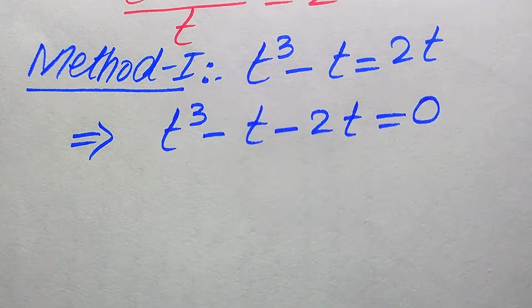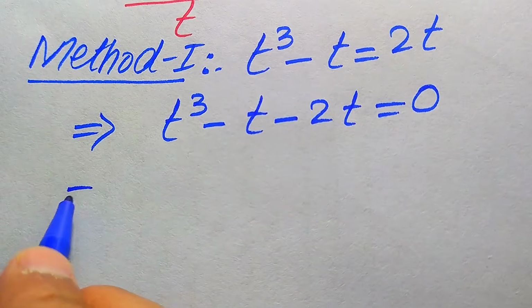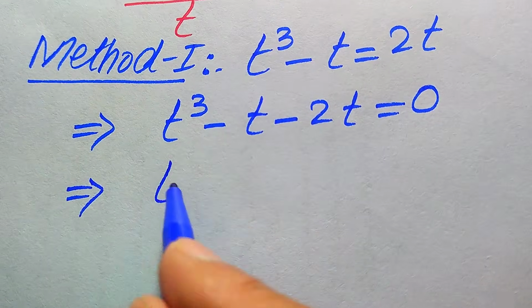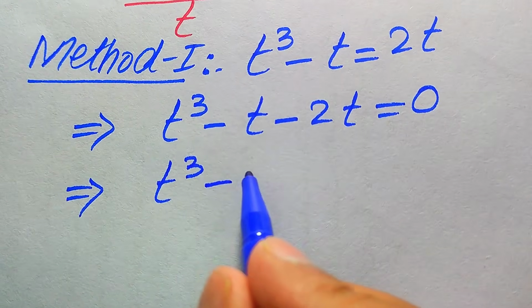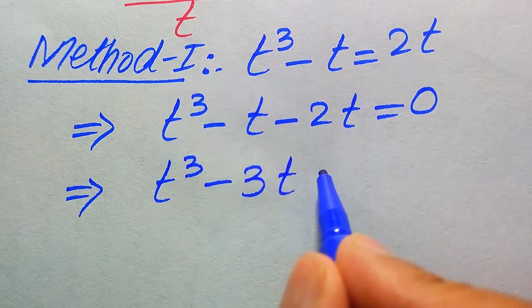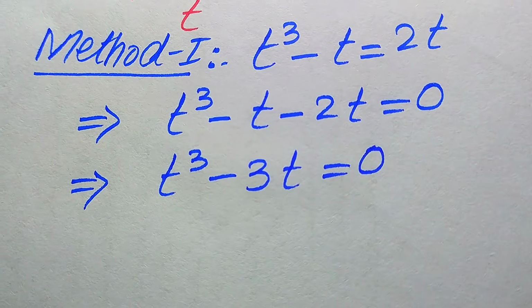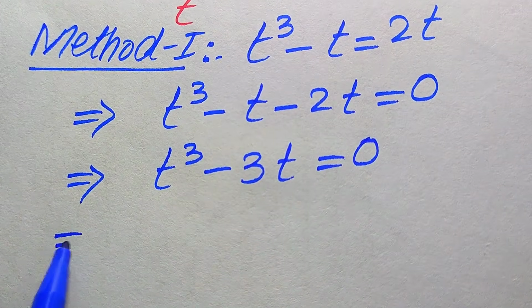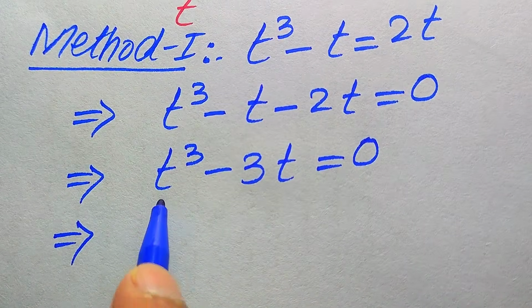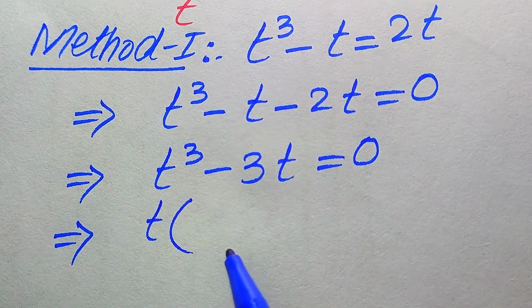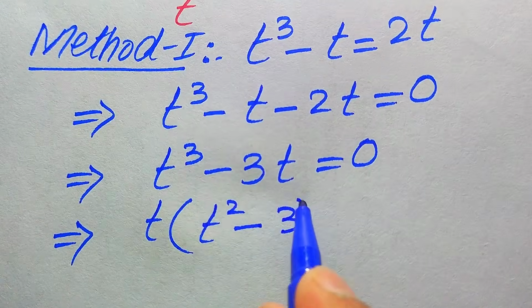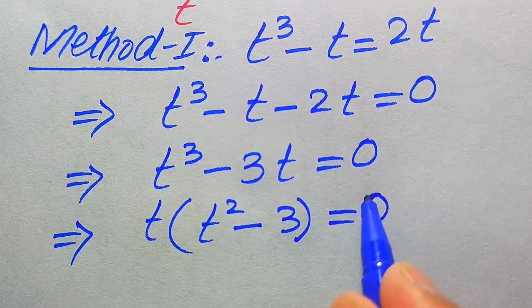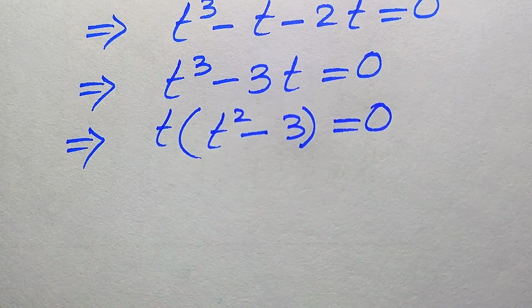Further, in the next step, we need more simplification and it will be written as t cubed minus t minus 2t becomes minus 3t, and this whole equation is equal to 0. Further, you see here both of these two terms involve t, so we take t common from here and we get the remaining values t squared minus 3, and this whole equation is equal to 0.